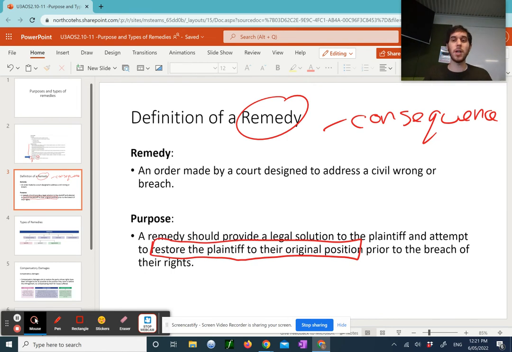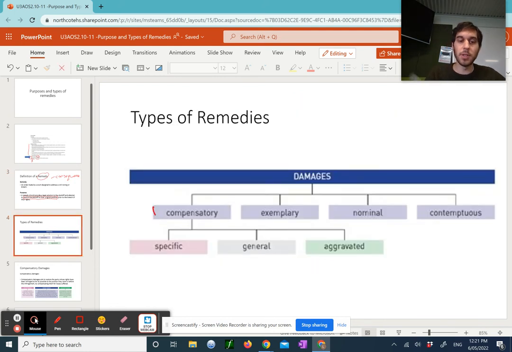Wherever possible, you've suffered some loss. Let's try and put you back into that original position as if that loss had never happened. That's usually what we're trying to achieve. So let's look at our first type of remedy, damages. And there's a number of different types of damages, and each of them serves some subtly different purposes.